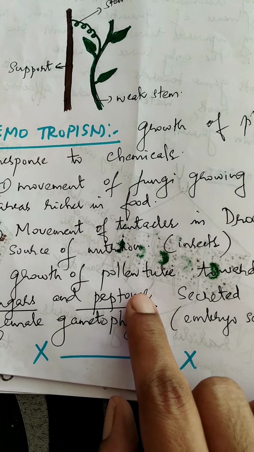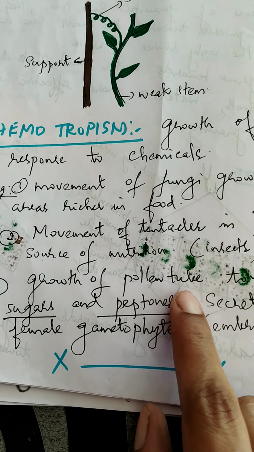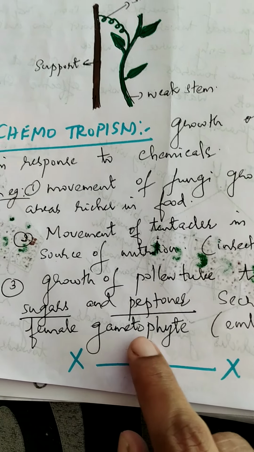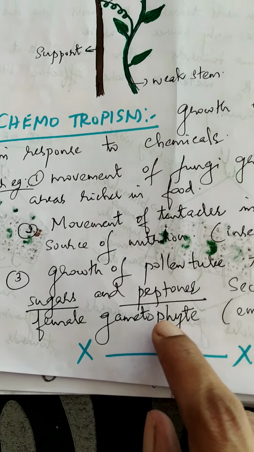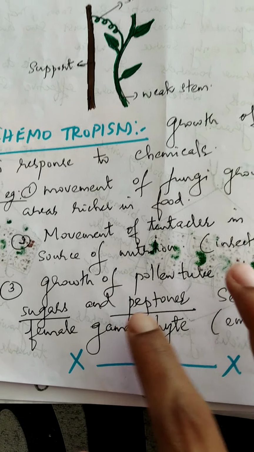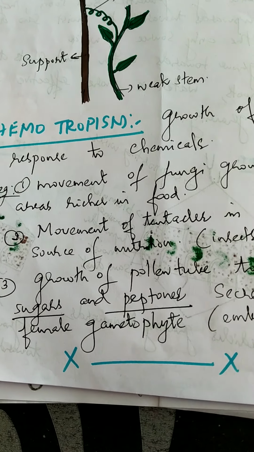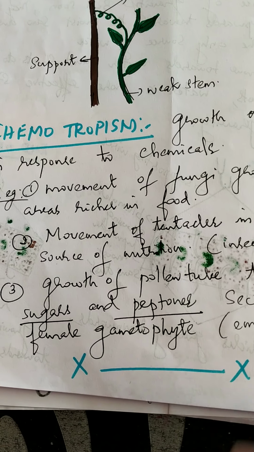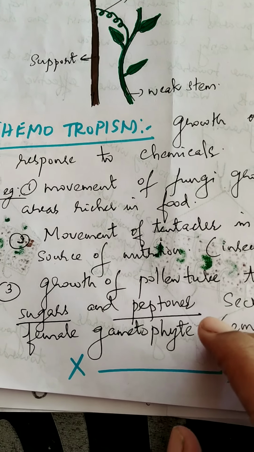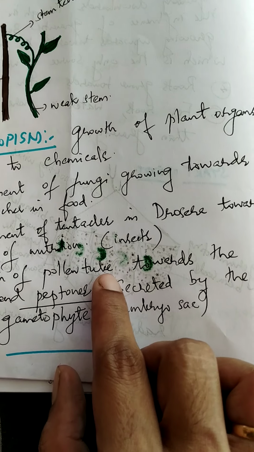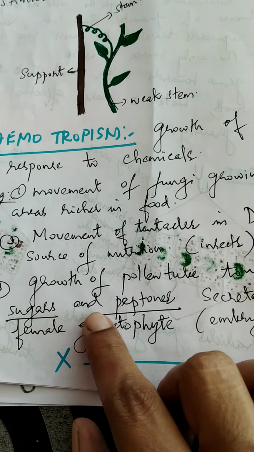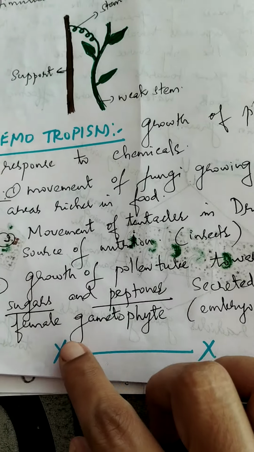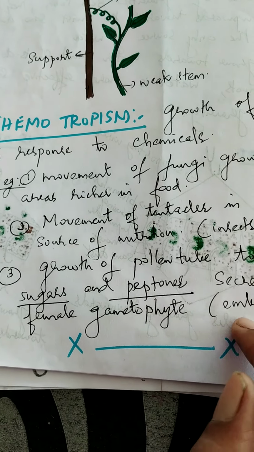Now the third example is the growth of the pollen tube towards the embryo sac. We know the female gametophyte or embryo sac contains the female gamete with which the pollen grain has to undergo fertilization. So the growth of the pollen tube is towards the sugars and peptones. Sugars and peptones are the chemicals here which are secreted by the female gametophyte or the embryo sac.